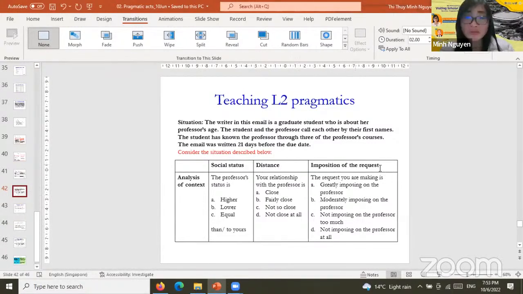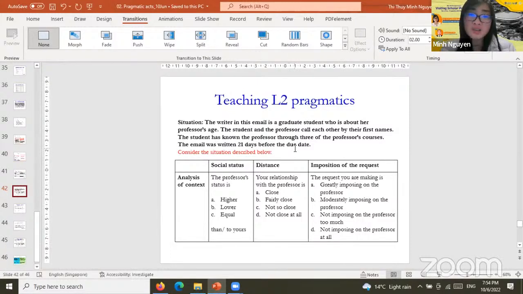The imposition of the request. The request you are making is greatly imposing on the professor, moderately imposing on the professor, not imposing on the professor too much, not imposing on the professor at all. Now, you ask the professor to write you a letter of recommendation. Of course, it is imposing, but because the email was written 21 days before the due date, you've given your professor enough time to write.